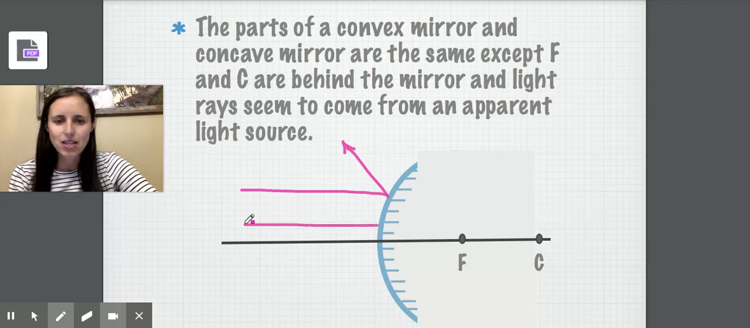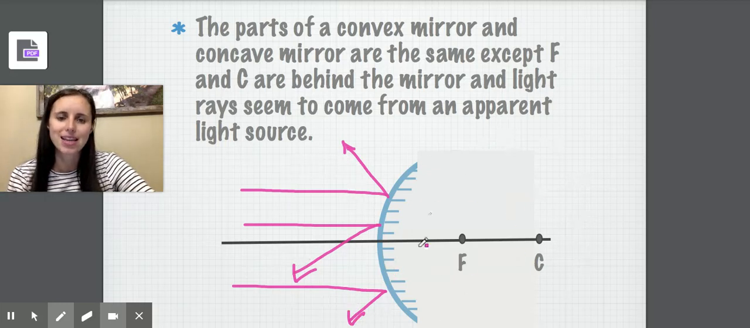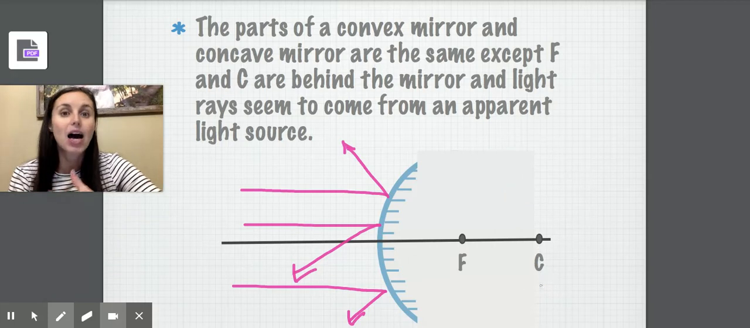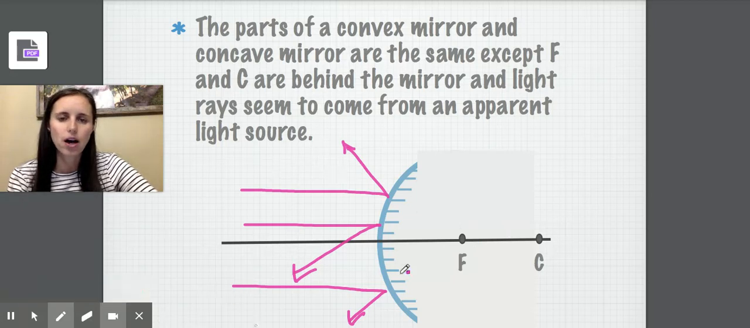They're going to go away from the principal axis. So any light rays that I actually draw in this case are not going to cross on this side. I say that ambiguously for a reason, because they're not going to cross on this side. They are going to cross on this side instead. We're going to be dealing with, in this case, apparent light sources. So they're not going to cross here, but we are going to have apparent light sources that are going to cross here. Since my apparent light sources are crossing here, I need F and C on this side in order to locate where my image is.